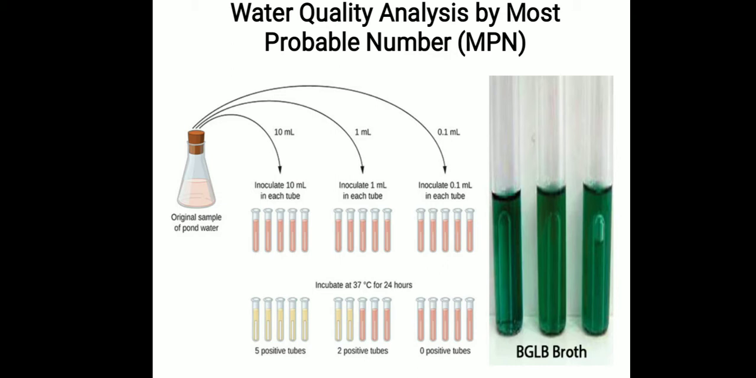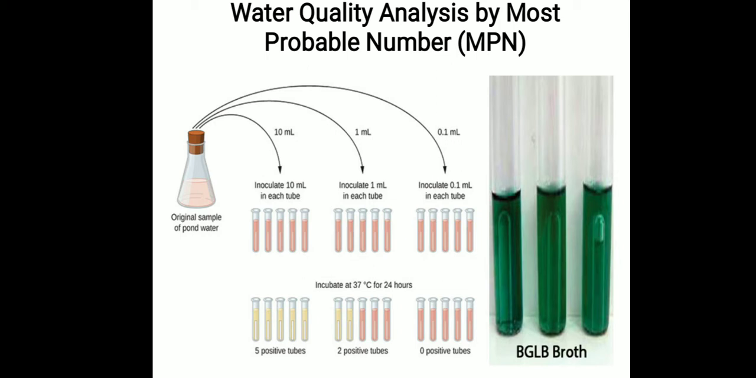Then the media receiving one or more indicator bacteria will show growth and a characteristic color change. You will observe the color change. This color change is absent in those receiving only an inoculum of water without indicator bacteria. Then from the number and distribution of positive and negative reactions, the MPN of indicator organisms in the sample may be estimated by reference to the statistical tables.